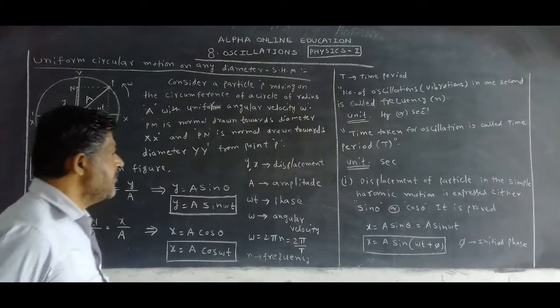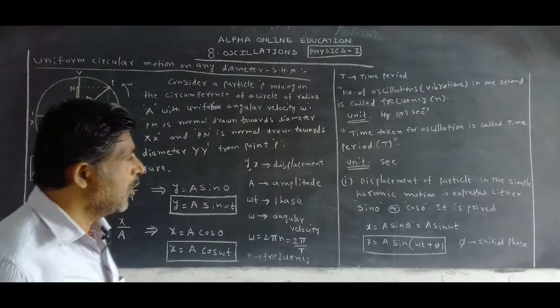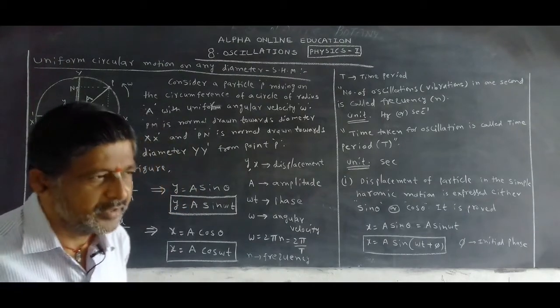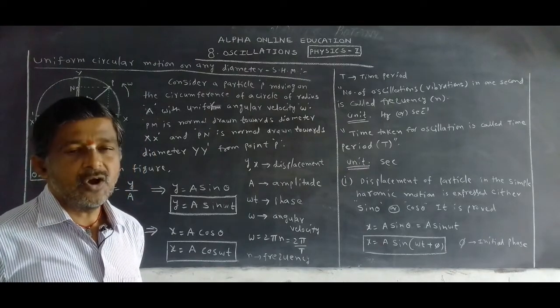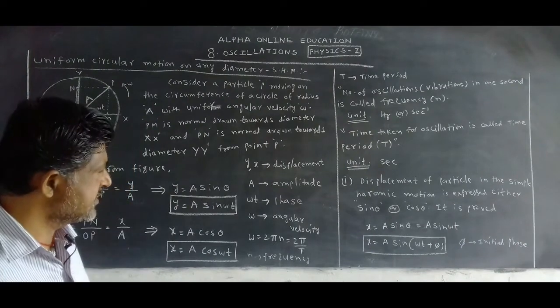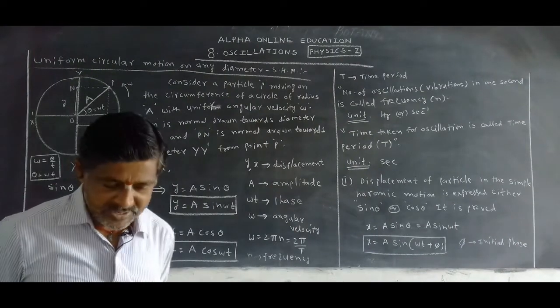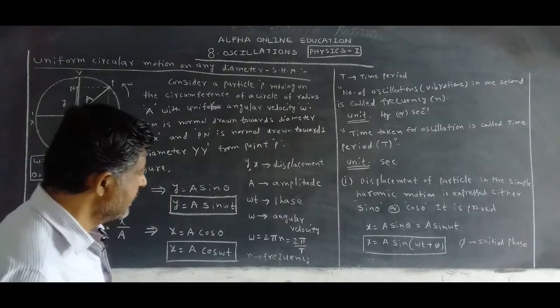Next, time period. What is the time period? Time taken for one oscillation is called time period, denoted by the symbol capital T. What is the unit of the time period? Second.